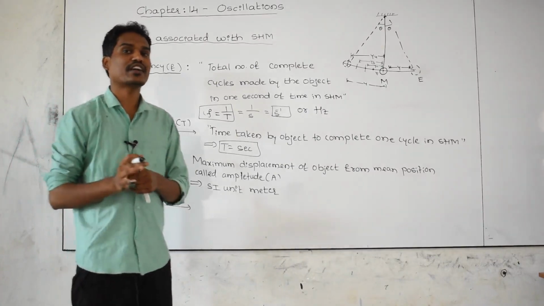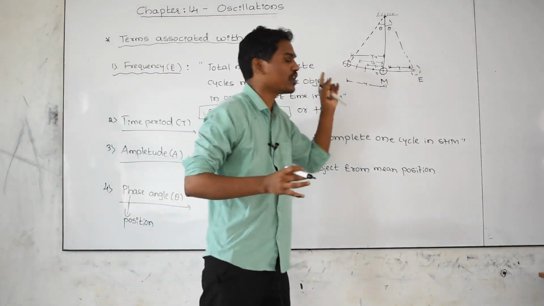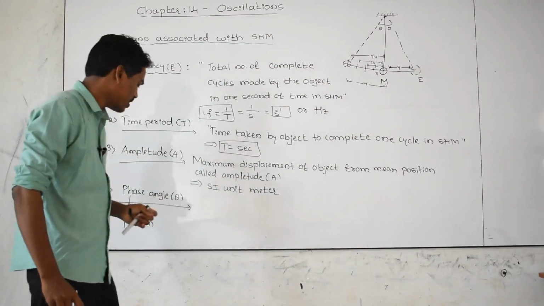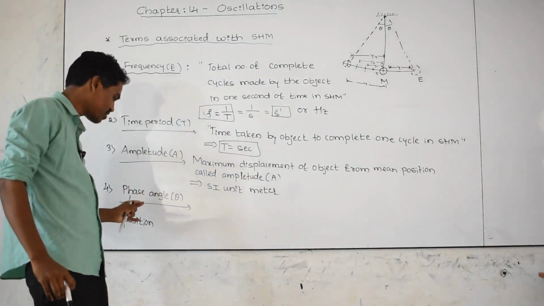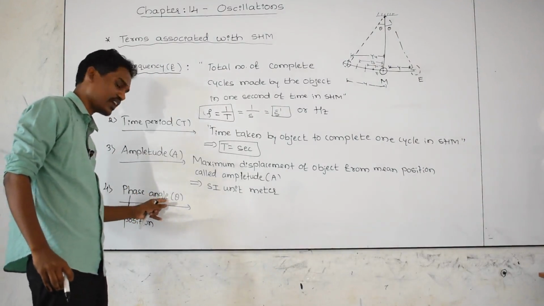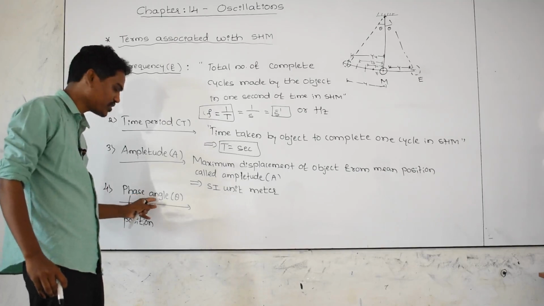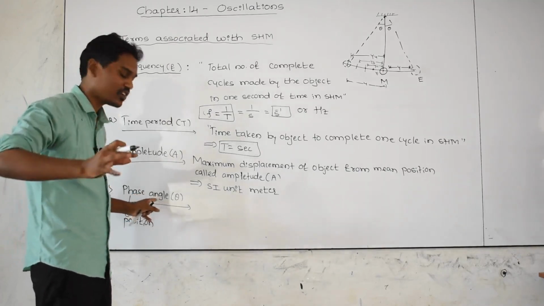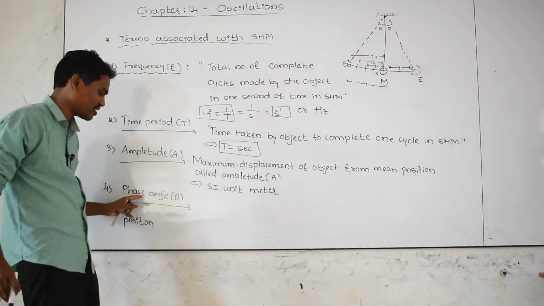In order to find out the position or location of the object whenever it is in simple harmonic motion, that can be described by using one of the terms in physics. We are going to call it a phase angle. The phase is nothing but position. The position of the object can be represented with the help of a theta value. That's why we are going to call it a phase angle.